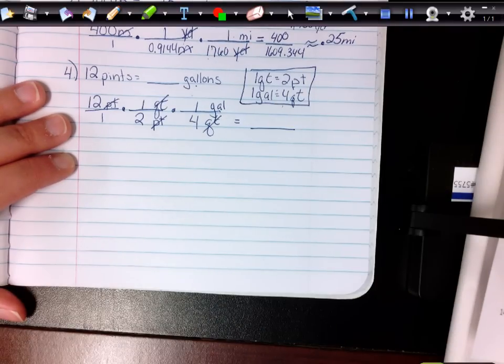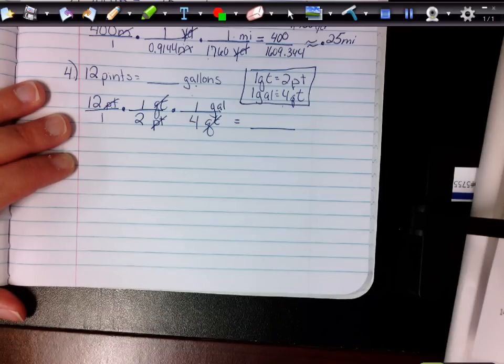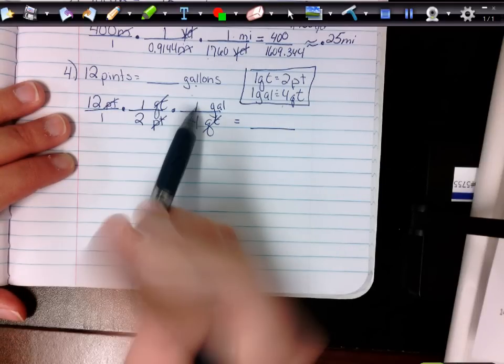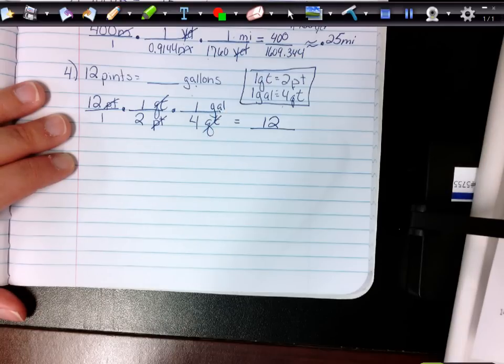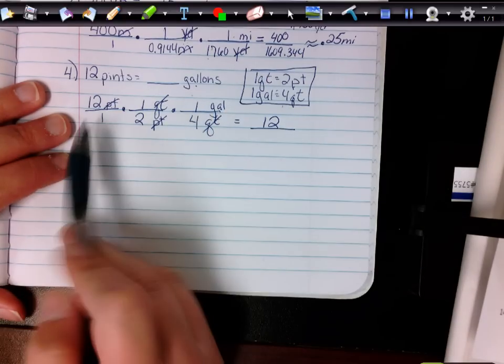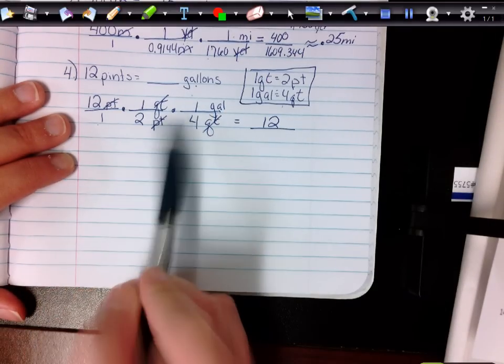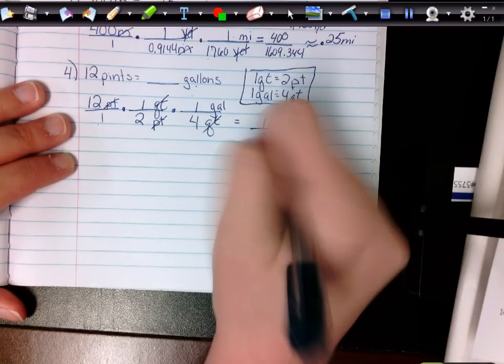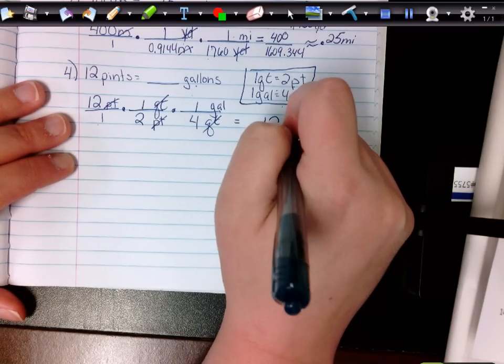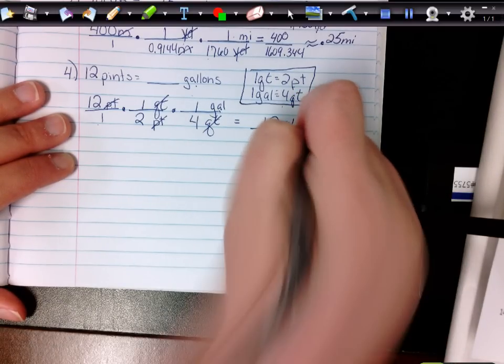Sorry, I'm going to come down here. So now I'm going to multiply everything across the top and then everything across the bottom. I'm going to say 12 times 1 is 12. So my numerator is 12. Multiply the bottom, or the denominator: 1 times 2 times 4 is 8. That's gallons.